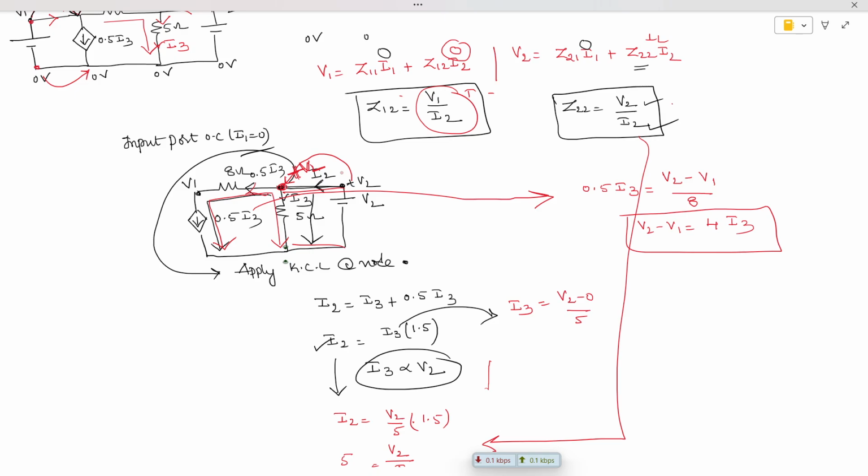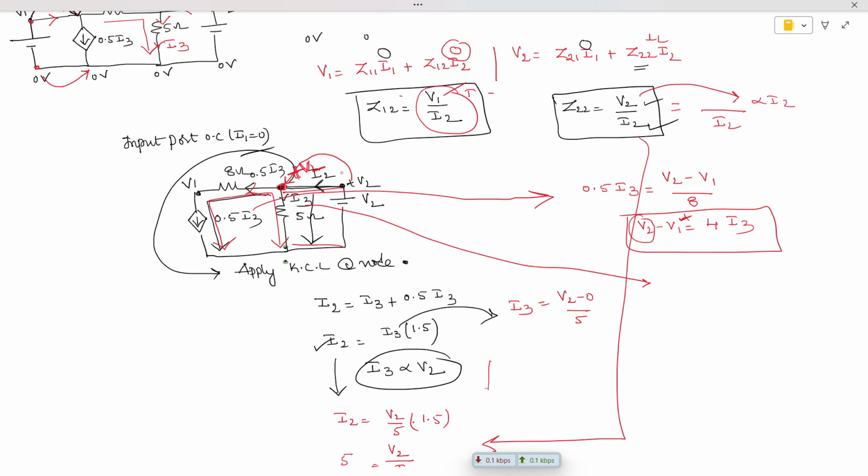What we require is V2 by I2. So here we need to see the relationship of how we can write down V2. I need to solve this, either one should be solved. V1 I actually require, and I require I2. So I'm writing this as I2, and I'm going to express V2 in terms of I2.